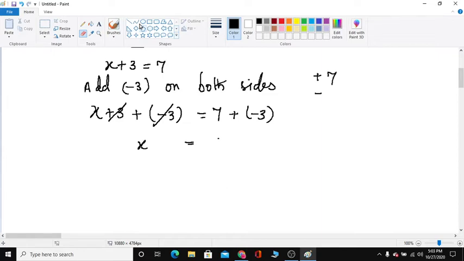Now we are going to add plus 7 and minus 3. Here which is more? The positive number, so the sign is plus. The difference between 7 and 3 is 4, so plus 4. So what is your answer? Plus 4. X is equal to 4. Here the value of variable x is 4.